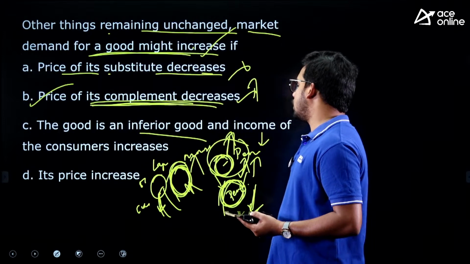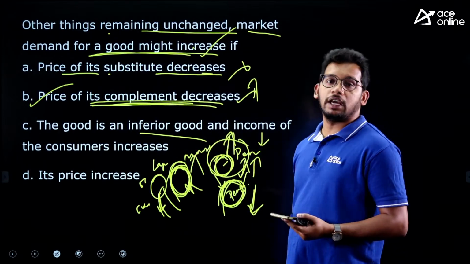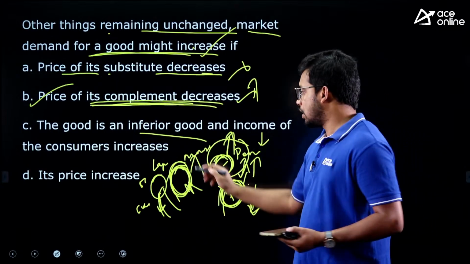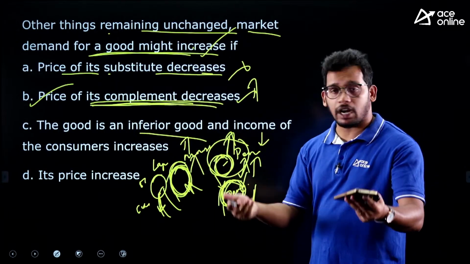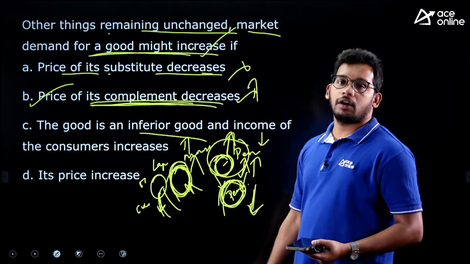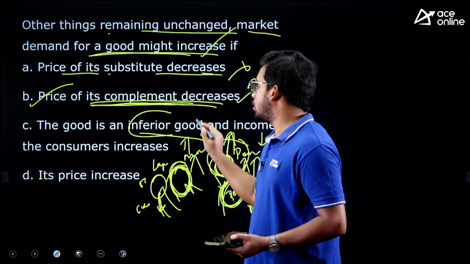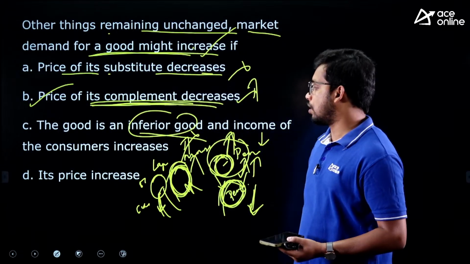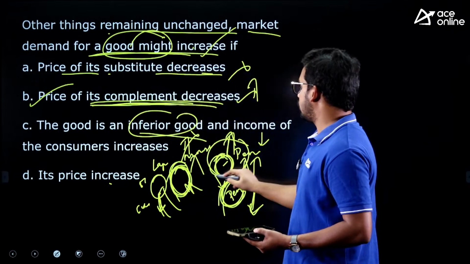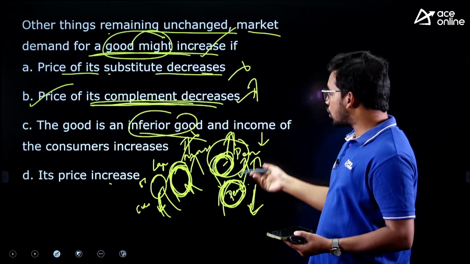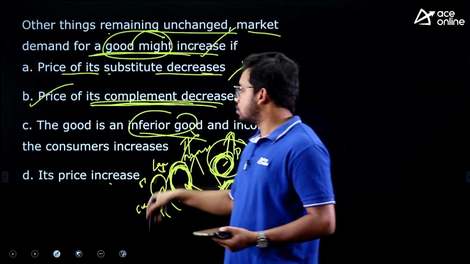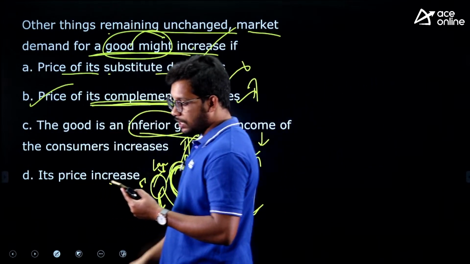The good is an inferior good and the income of the consumer increases. Inferior means a cheap quality good, like a 100 rupee t-shirt, and whenever there is an increase in your salary, will you buy that inferior good? No, you will go for something costlier. So the demand for inferior goods will decrease. So this is also wrong. Its price increases: they are saying the cost of the pen is increasing. If the cost is increasing, we are not going to buy it; we shift to something else. So this is also wrong. Hence option B is correct.